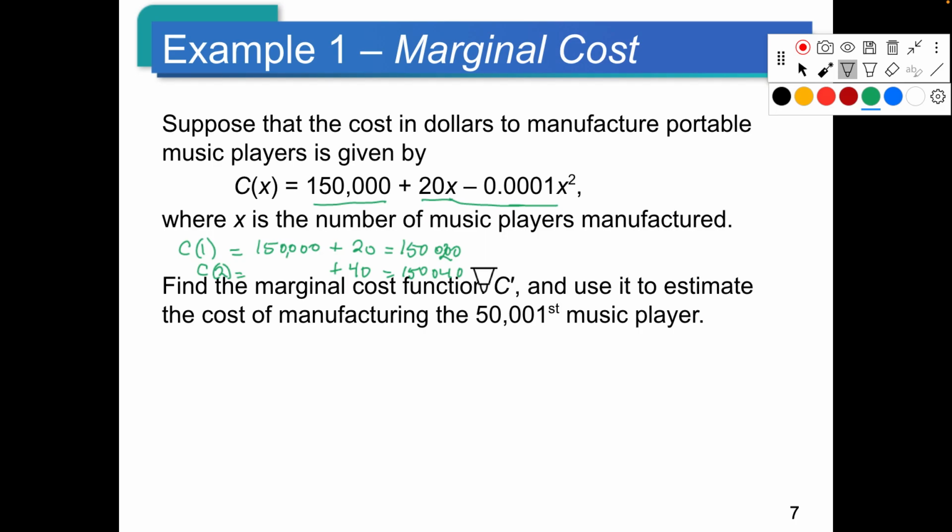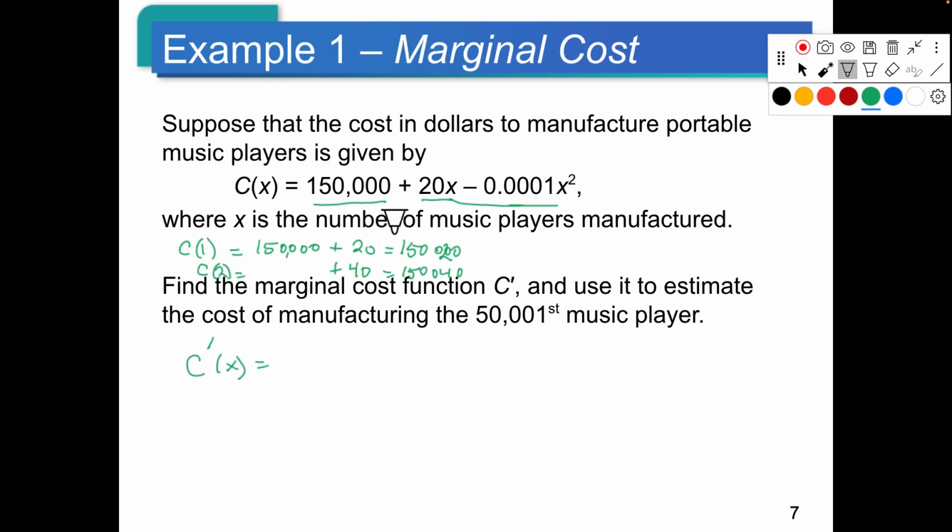But how are we going to find this? We don't want to keep going this way, because then we have to subtract. So we want to jump out there. What do we need to get the marginal cost? We need our derivative. We need the derivative of our cost function. So let's do that. Derivative of the cost function.